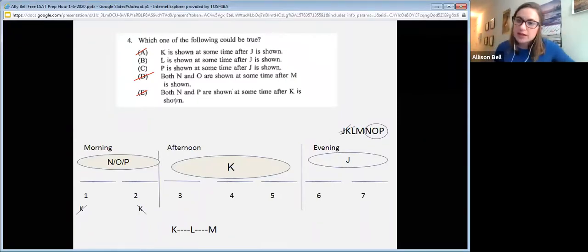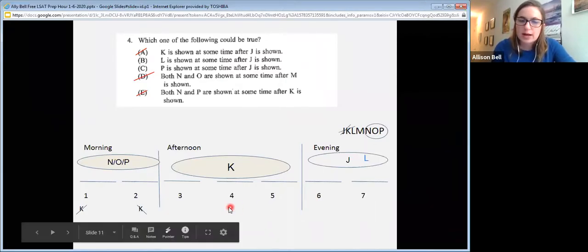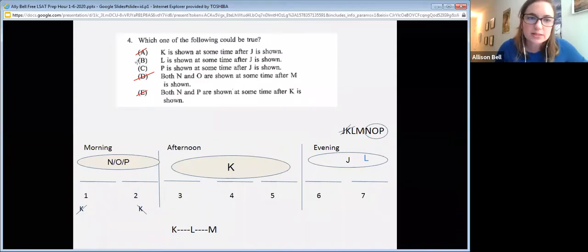I'm going to go to that final step of actually trying to prove one of these answers true. So I'll move into B first. L is shown sometime after J. So if I put L after J, L is going to be in space 7. Then I think about what rules this relates to. Well, M has to come after L, and there wouldn't be any room for that. So that's not possible. So I'm going to cross off B.